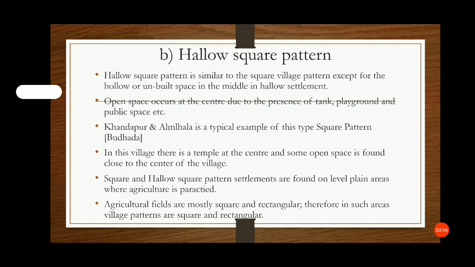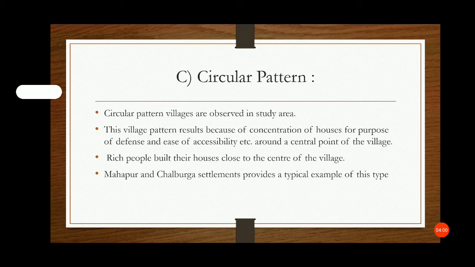Square and hollow square pattern settlements are found in level plain areas where agriculture is practiced. Agriculture fields are mostly square or rectangular. Therefore, in such areas, village patterns are square or rectangular.